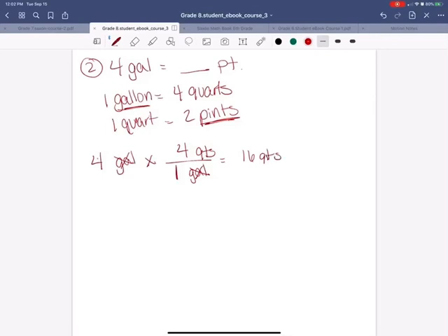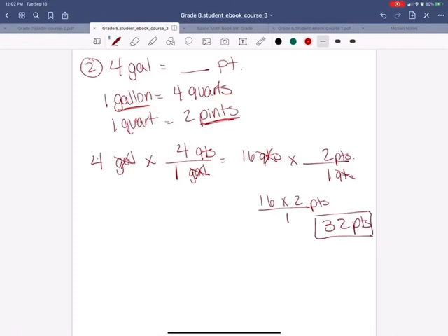And now we want to go from quarts to pints. So we know that we want to eliminate the quarts, and there's 2 pints. So now the quarts will eliminate, and we have 16 times 2 pints. That gives us 32 pints.